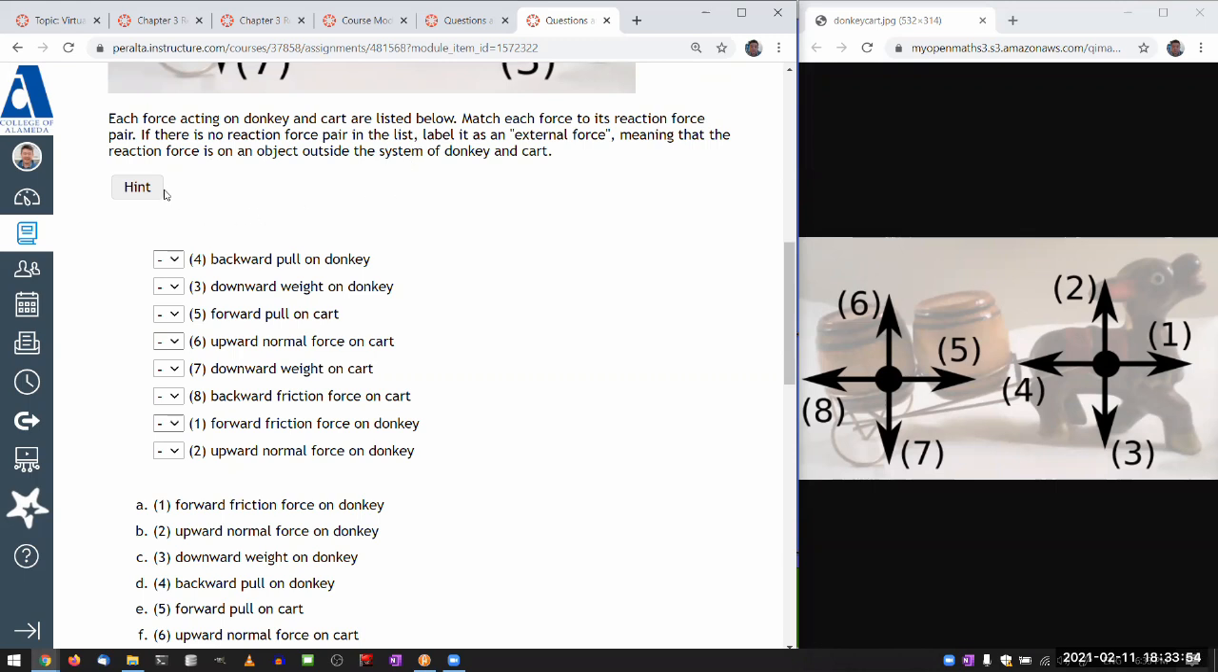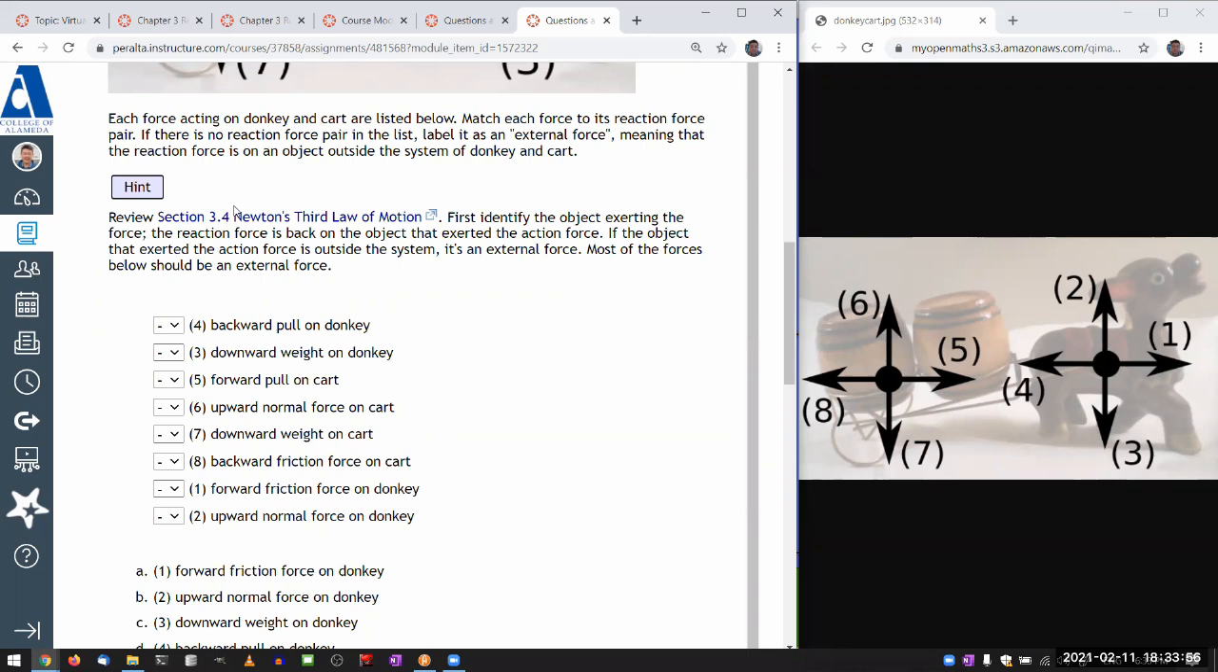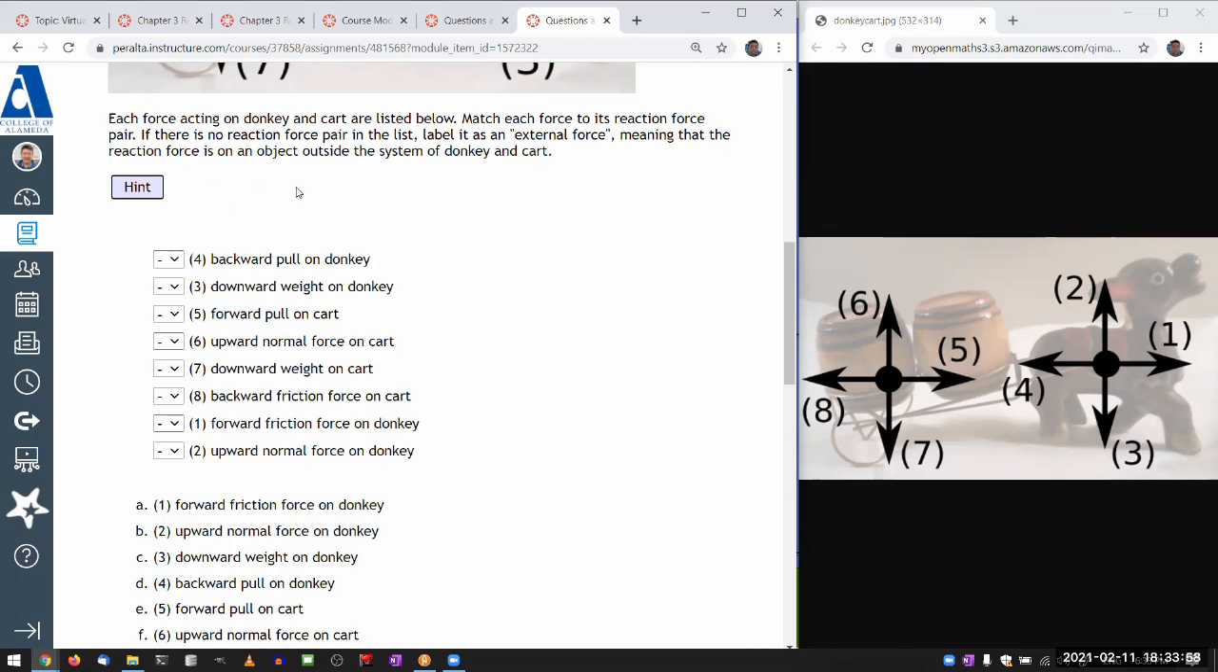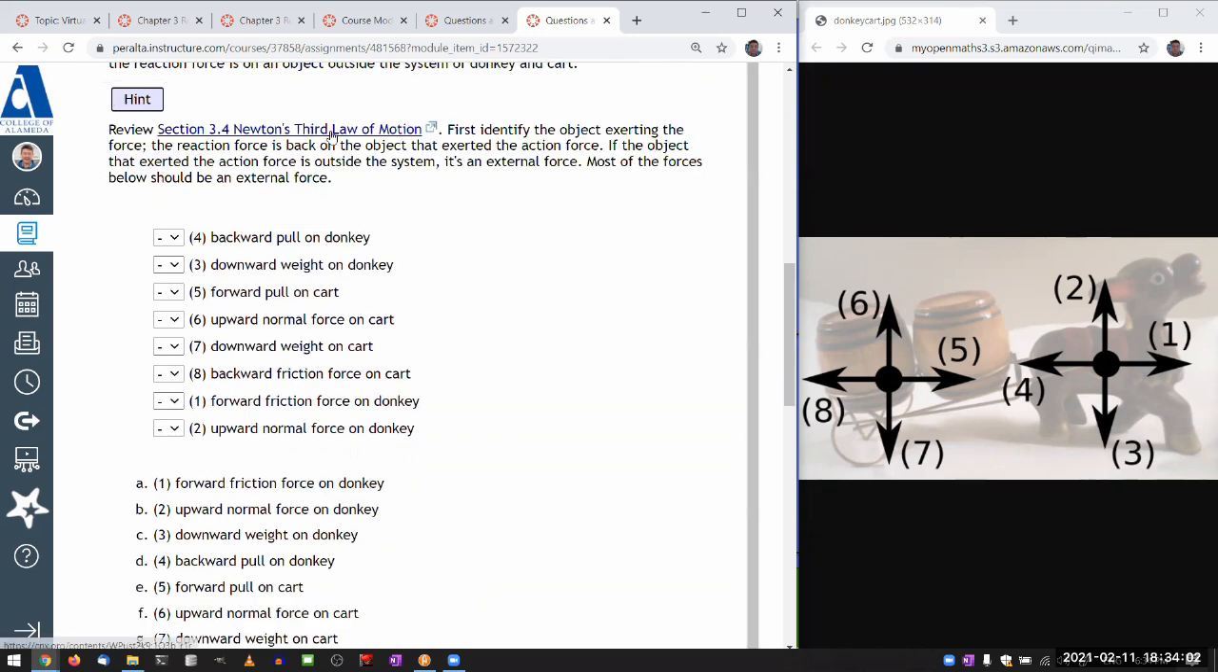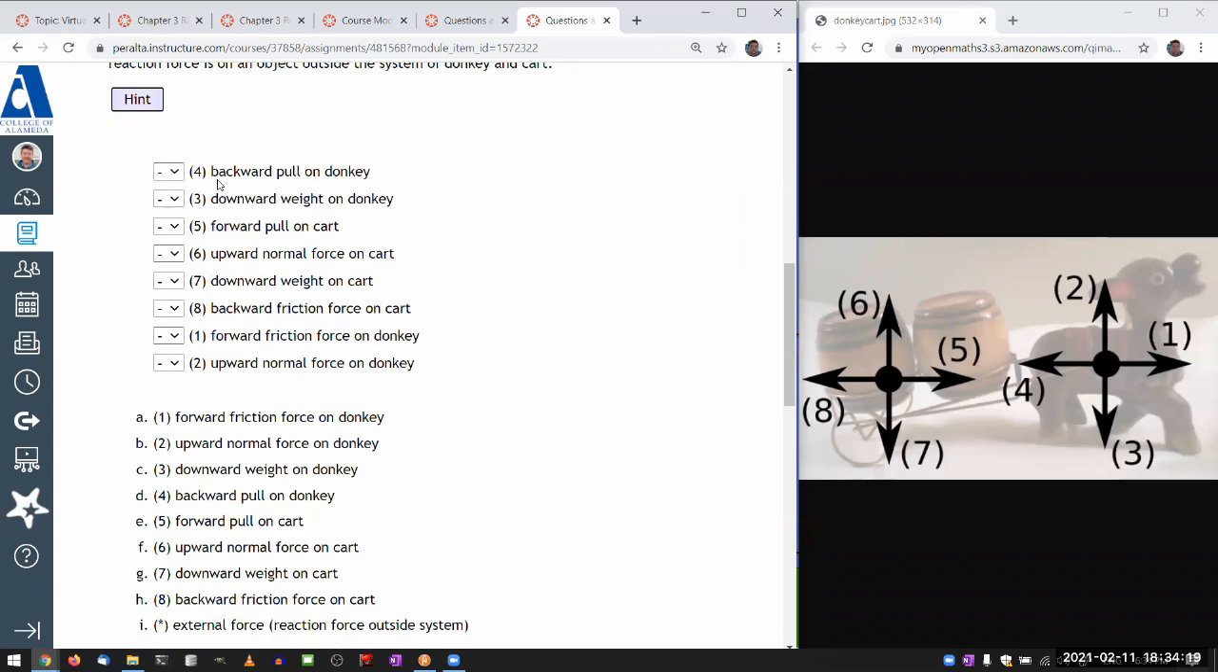And I forget what I say in the hint. Yeah, I think I actually say it in the hint. I say in the hint that most of the forces below should be an external force. So I'm going to take a lead from that, and first focus on determining if it's an external force or not. Because if it's an external force, then I shouldn't be looking for a reaction force.